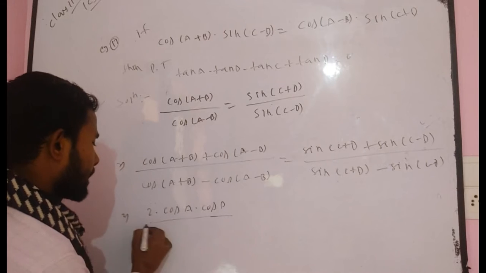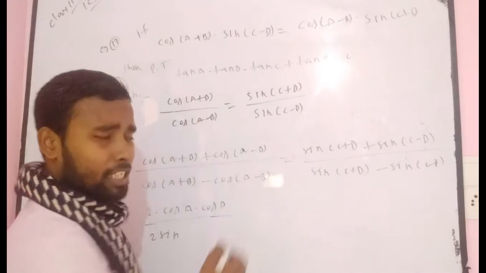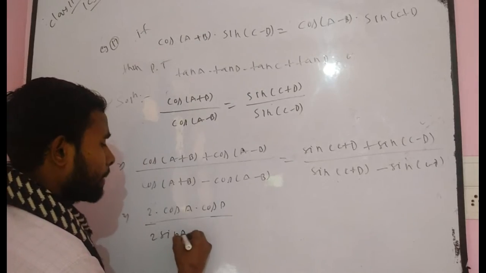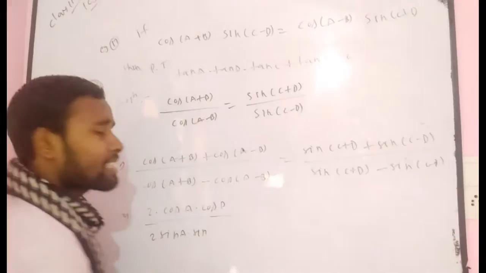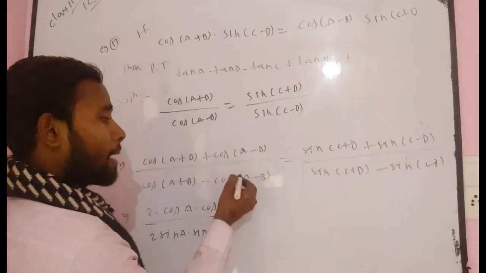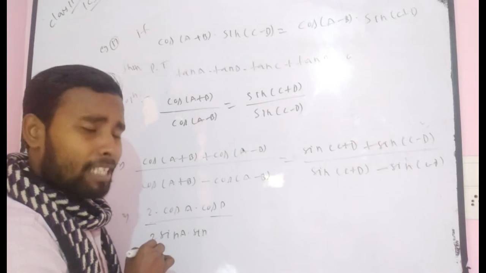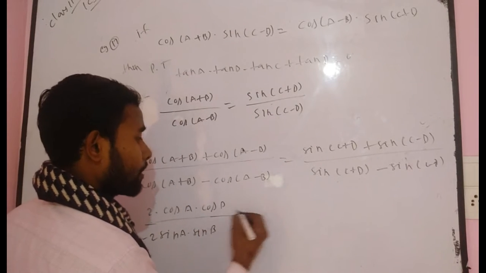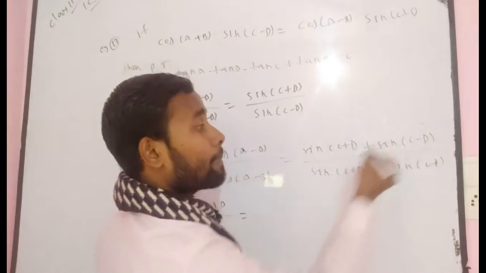Similarly, in the denominator, cos C minus cos D is equal to minus 2 sin((C+D)/2) into sin((C−D)/2). Here the B terms vanish, and you get 2 sin A into sin((D−C)/2), that means minus 2B by 2, that means simply minus sin B. Now the right side: sin(C+D) plus sin(C−D).